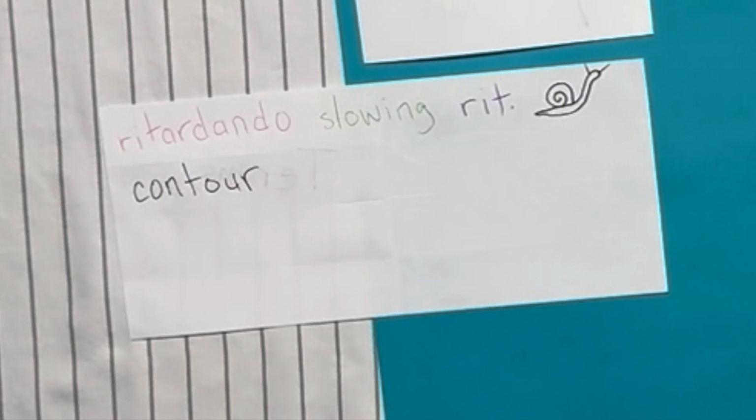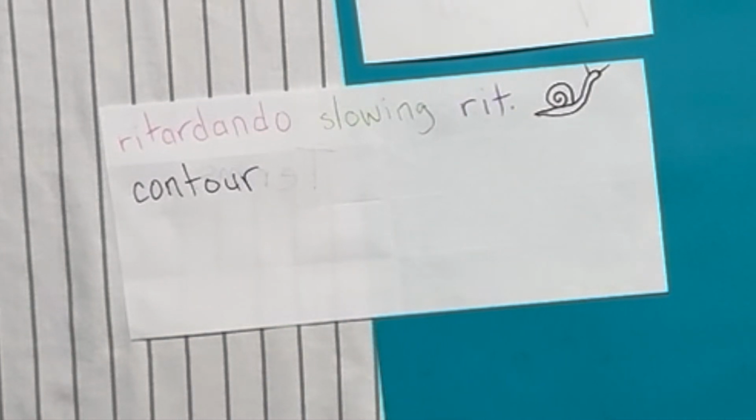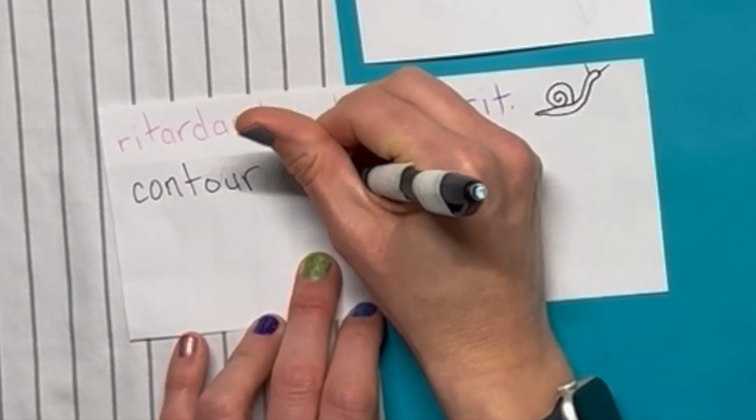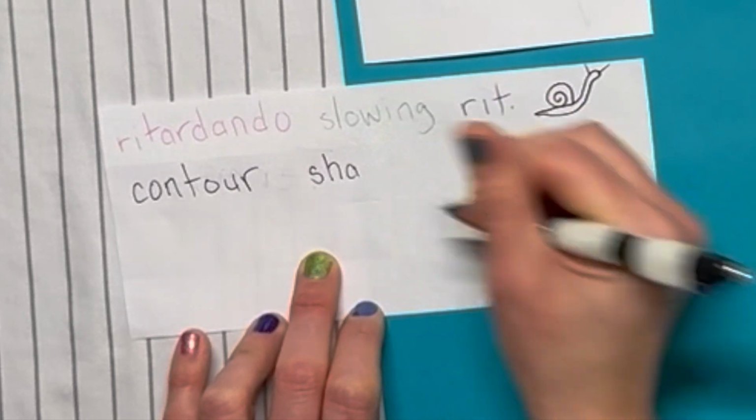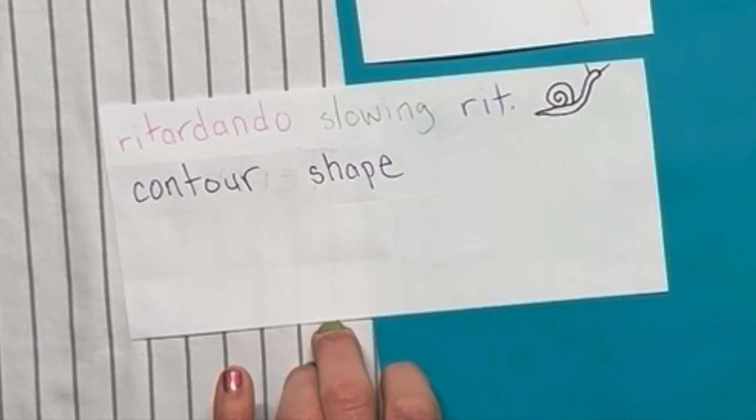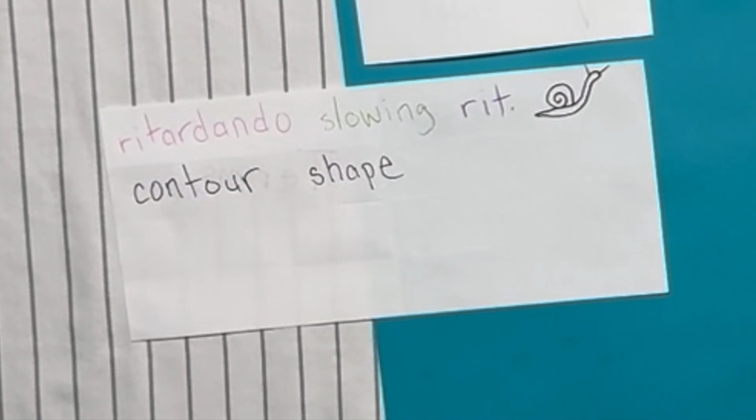Now, contour refers to the shape of the music. I'll show you on the music in a moment what I mean, but let's write the word shape next to that. Shape, S-H-A-P-E. And now I'm going to show you some specific examples, and then we're going to draw some little pictures here to help us remember what that means.